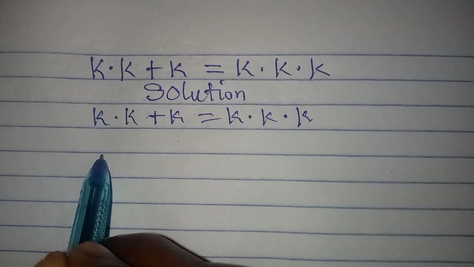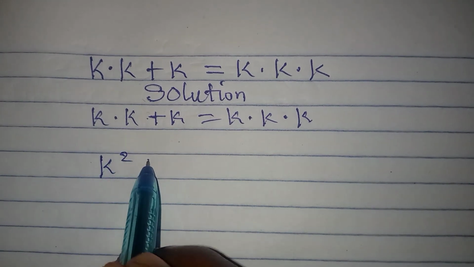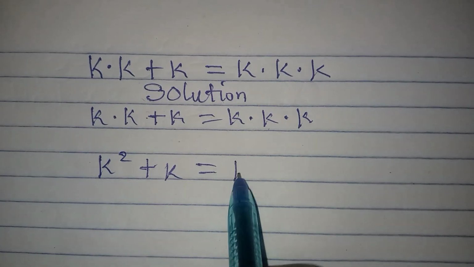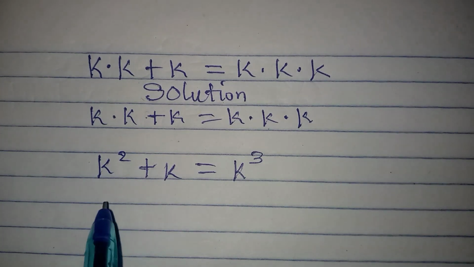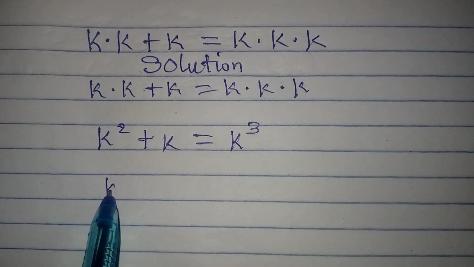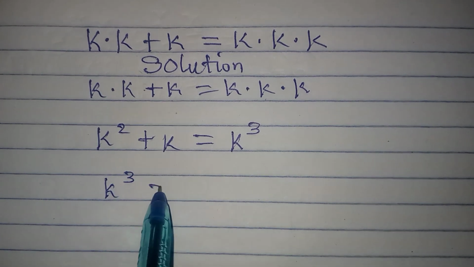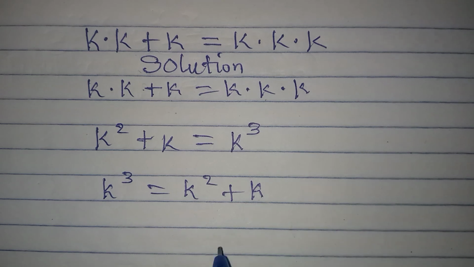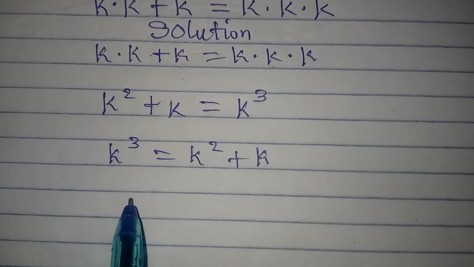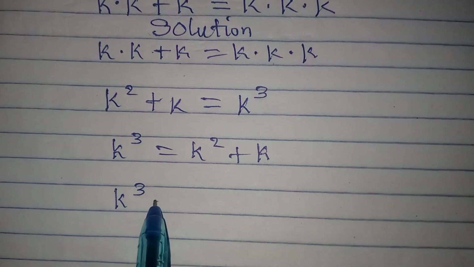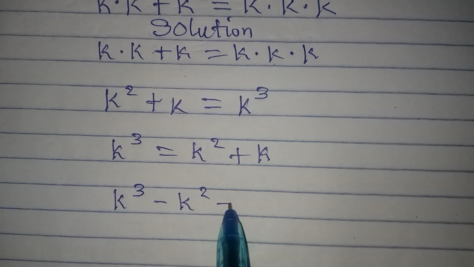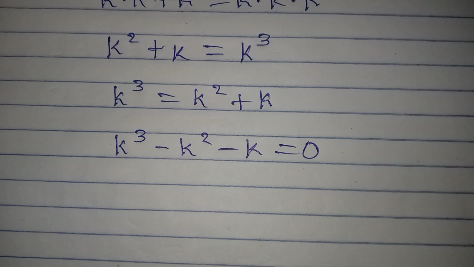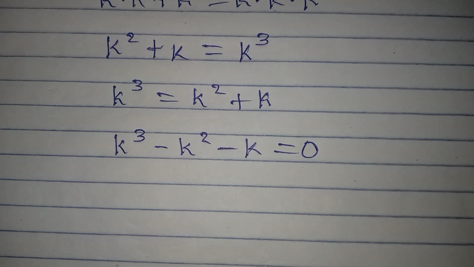K times k will give k squared plus k, and then k times k times k will give us k to the power of 3. And then this is the same thing as k to the power of 3 equal to k squared plus k. Okay, now take everything to the left so that we'll have k to the power of 3 minus k squared minus k equals 0. And now the next thing I'm going to do is to factor out k.